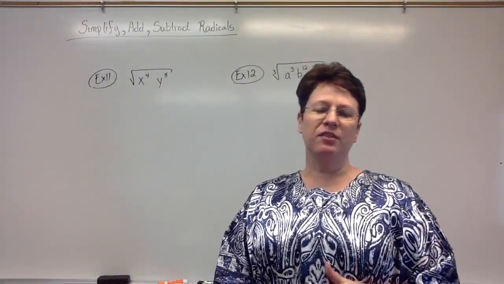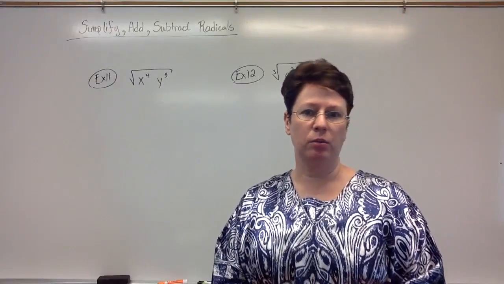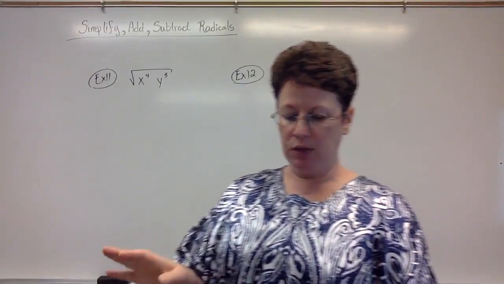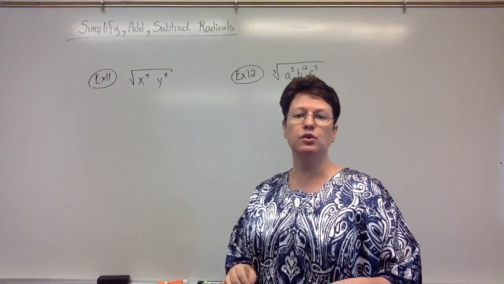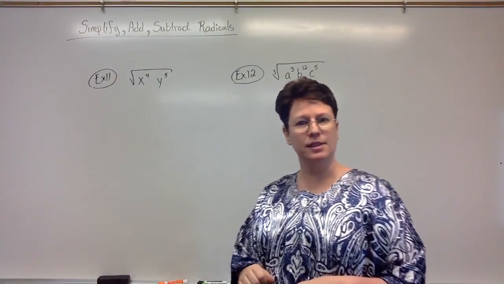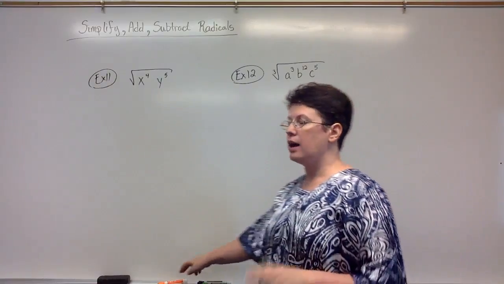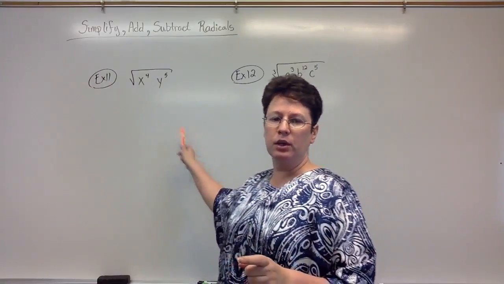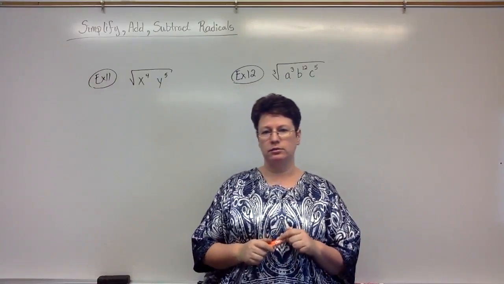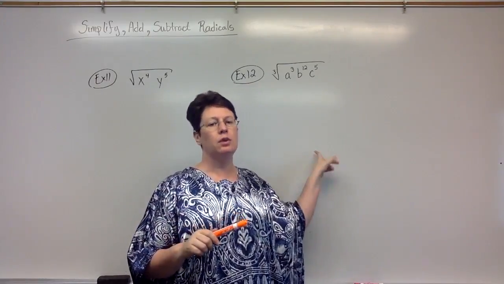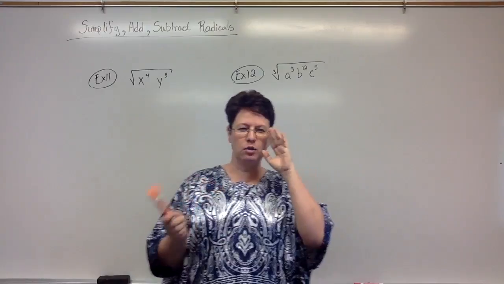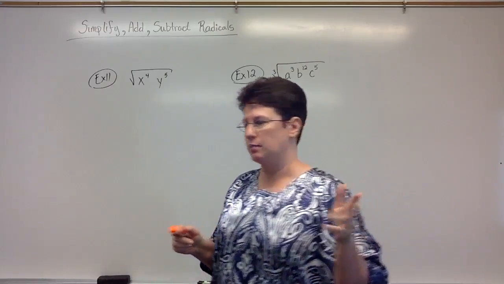In examples 11 and 12, we have variables. And a lot of students, if we don't mess up on the numbers, we mess up on the variables. Variables are actually easier. Isn't that neat? So I have 2 problems. Example 11, we have what kind of radical? Yeah, we have a square root. In example 12, what do we have? We have a cube root. Okay, so I'm going to show you how they're different and how they're the same.